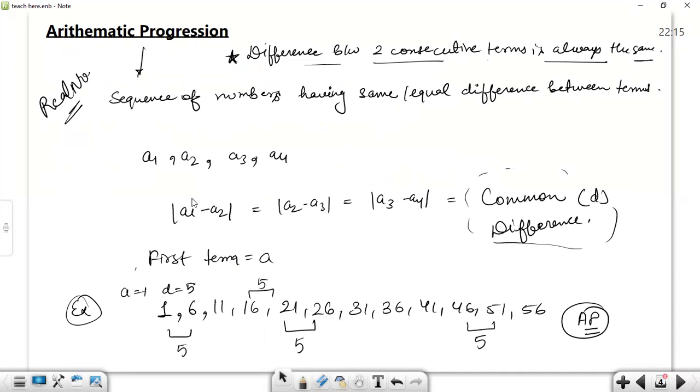That is simply a sequence in which a certain rule is followed, and that particular rule is that the common difference between any two consecutive terms is always the same. That's one thing about arithmetic progression, and using the same property, we will find different formulas for it.